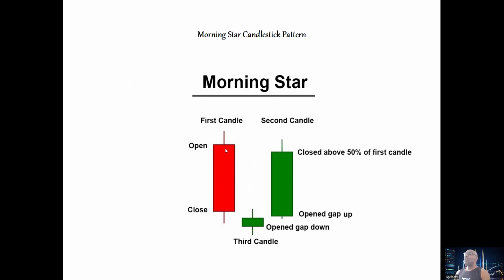Then what will confirm the formation is the third candle that will now appear. Once a bullish candle appears, what are the characteristics of a bullish candle? It opens at the downside, it will close at the upside. Now, what happened? It opens here. You look at this small wick.